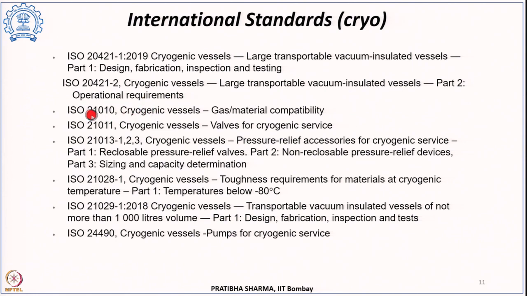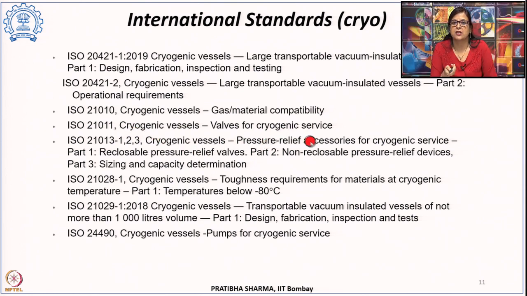Then ISO 21010, which is about cryogenic vessels, the gas material compatibility, about the valves which will be used in the cryogenic service. Then ISO 21013, parts 1, 2, 3, about the cryogenic vessels, what the pressure relief accessories associated with the cryogenic services will be. Like in part 1, it is reclosable pressure relief valves. If it is non-reclosable pressure relief devices, then it is covered in part 2. Part 3 is the sizing and capacity determination.